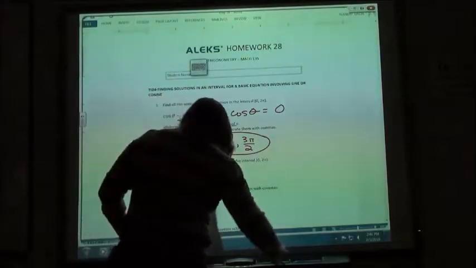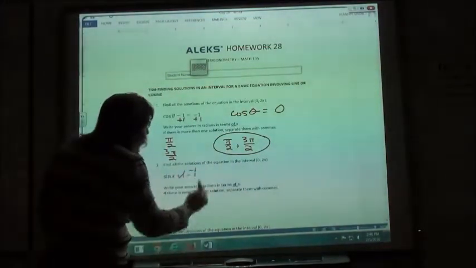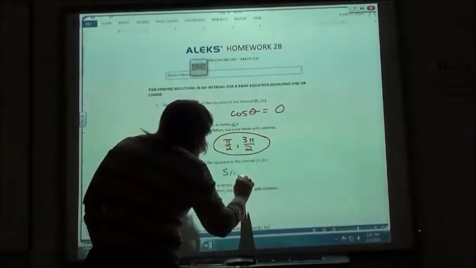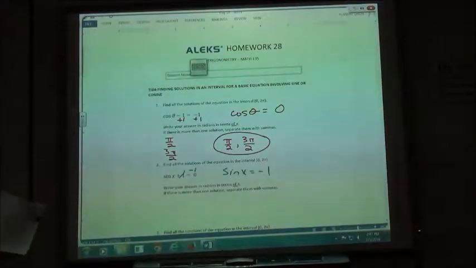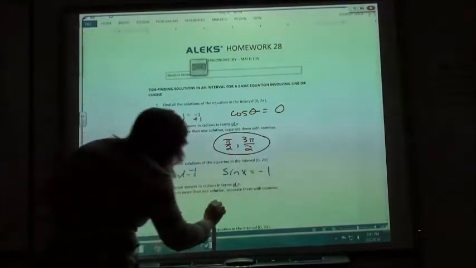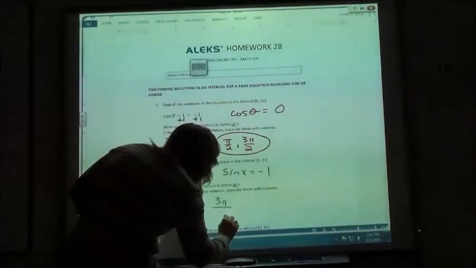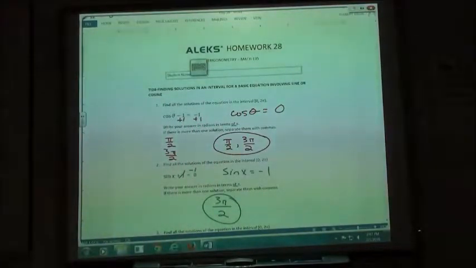Number 2, if I solve this one, sine of x plus 1 equals 0, I'd have to subtract my 1. So I'm looking for where's the sine of x equals negative 1. So again, I'm going to go back and look at my table. Looking at my sine, where is my sine equal to negative 1? There's only one spot that I see that my sine is equal to negative 1, which is at 3 pi over 2. So that's going to be my only answer, 3 pi over 2.